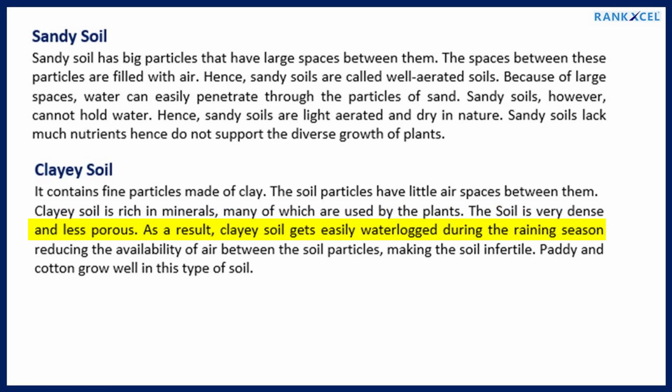As a result, clayey soil gets easily waterlogged during the rainy season, reducing the availability of air between the soil particles, making the soil infertile. Paddy and cotton grow well in this type of soil.